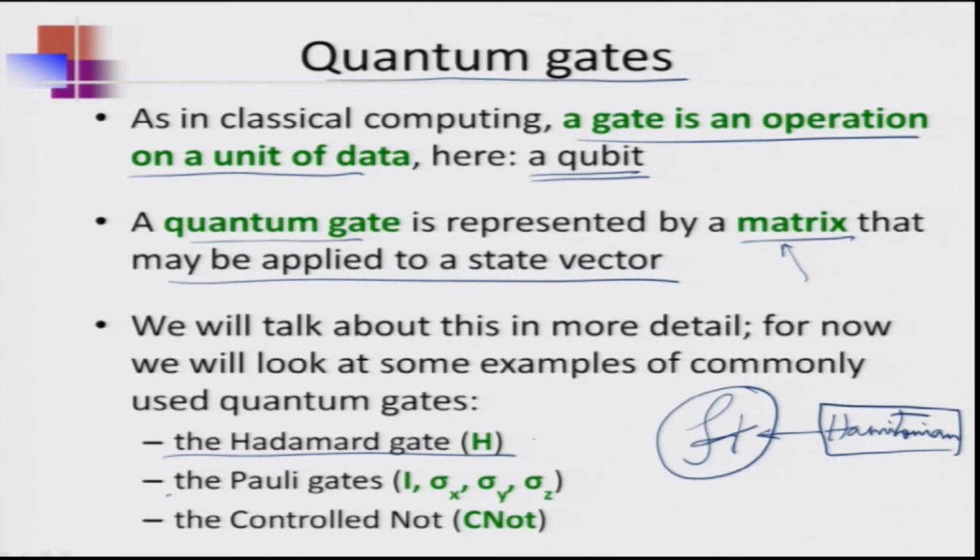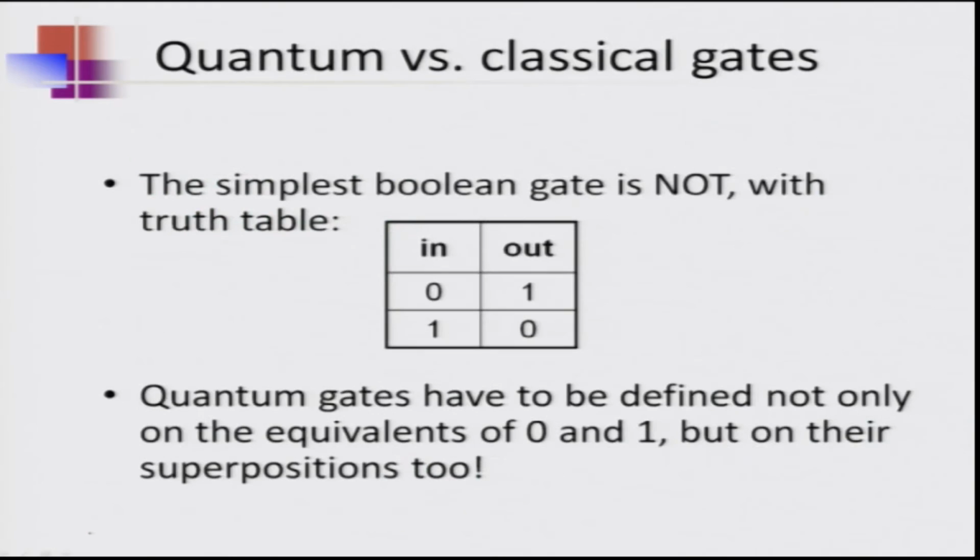Then there are the very important Pauli gates. So, what are these Pauli gates? I will come to them. The next one, which is also very important, and the first gate which is of consequence to actual computing, is the controlled NOT gate. We will go through them quickly to understand how this goes.